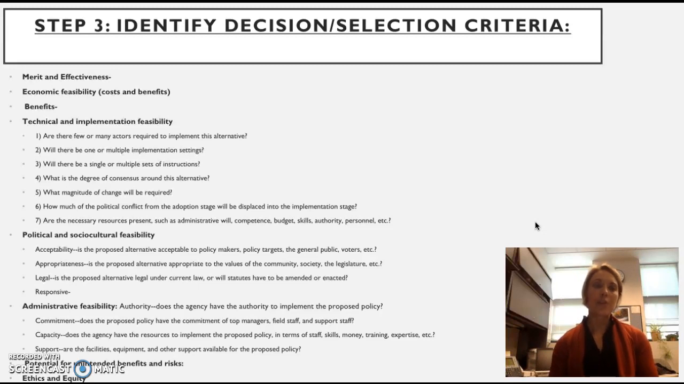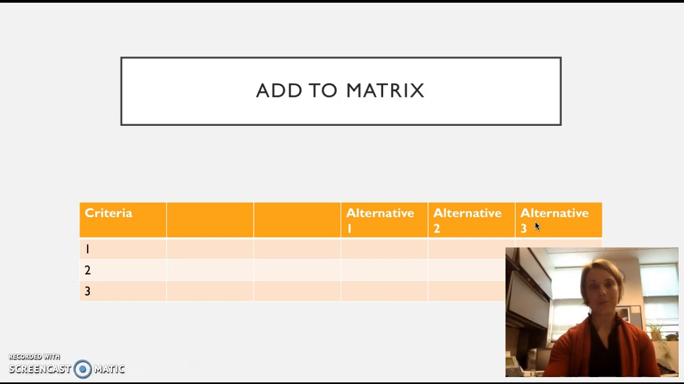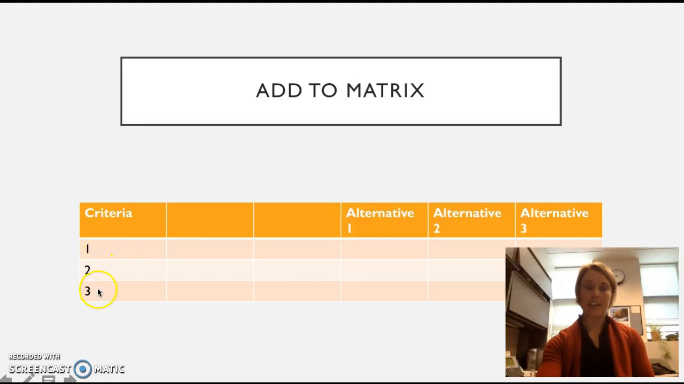What are you looking at there? So just think about merit and effectiveness could be one, economic feasibility, technical implementation feasibility. So how realistic is this? Political and sociocultural feasibility, administrative feasibility, potential for benefits and risks, and then ethical concerns. So these are some criteria you might want to use. In your instructions in the assignment, I go into a lot of detail in each of those, so make sure you're walking through and thinking about which criteria are most appropriate for your wicked problem. And then add them to the matrix. In your very first column over here, put the criteria and then list them.